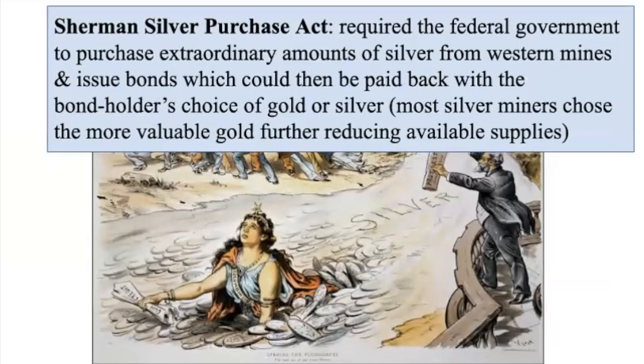So the Republicans scotch-taped on one more attempt to get voter support with the Sherman Silver Purchase Act. This required the federal government to purchase extraordinary amounts of silver from Western mines and issue bonds, which could then be paid back with the bondholder's choice of gold or silver. Most silver miners chose the more valuable gold, further reducing available supplies. Folks who owned silver mines in Nevada, Colorado, and Montana loved this. Everyone else, not so much.